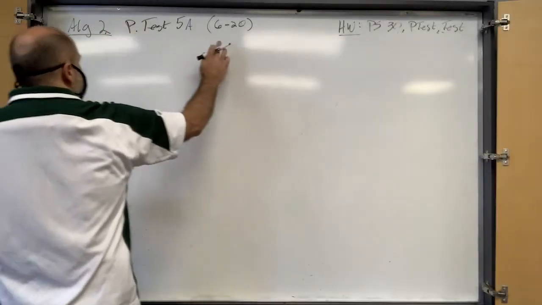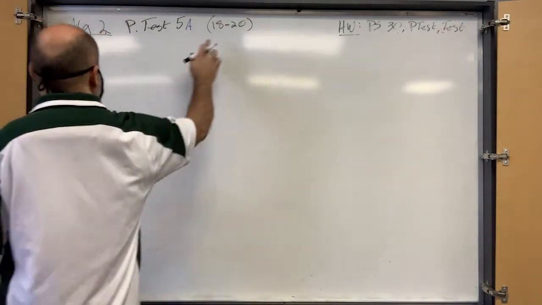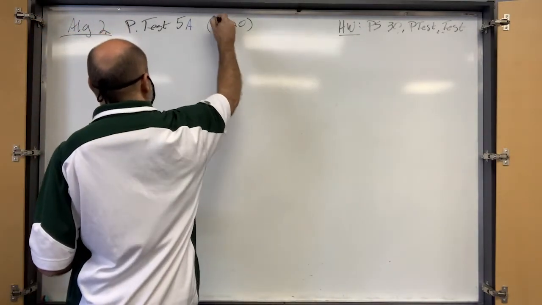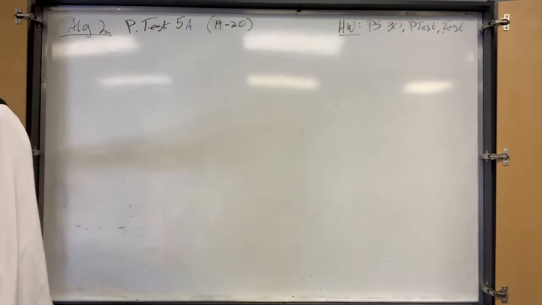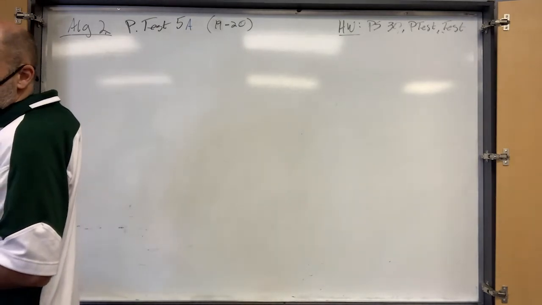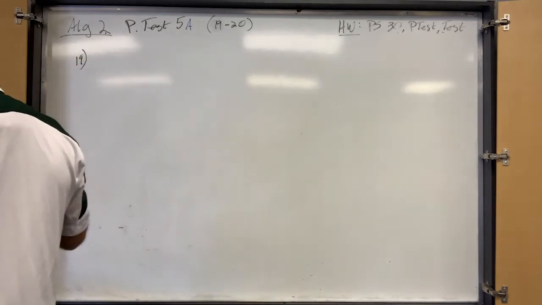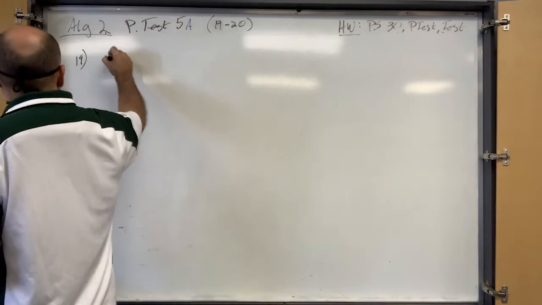Math! This is Algebra 2. This is 18 through 20. Or 19 through 20. Okay, so 19, we're finding the standard deviation. So range equals the biggest number minus the smallest number.